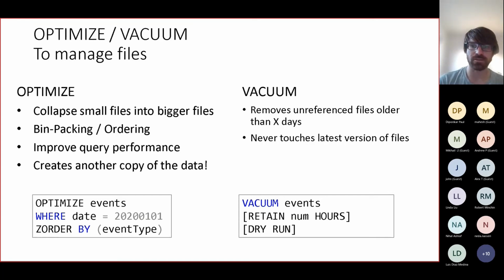For the vacuum part, you can just use vacuum and the table name, which will remove all data that has been outdated for more than 7 days. But you can also define a custom retain value. Then you can say, okay, remove everything that has been outdated for more than 1 hour or 0 hours or 30 days, whatever. And you can also run a dry run, which will just tell you which files it will remove.